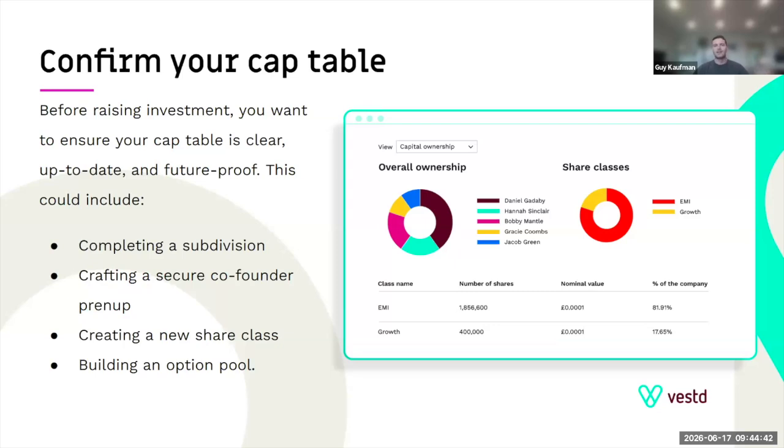That's really the main points I wanted to talk about on cap tables. I know there's a bunch of other stuff on my slides, but before I move on, can I just check whether anybody has any questions?